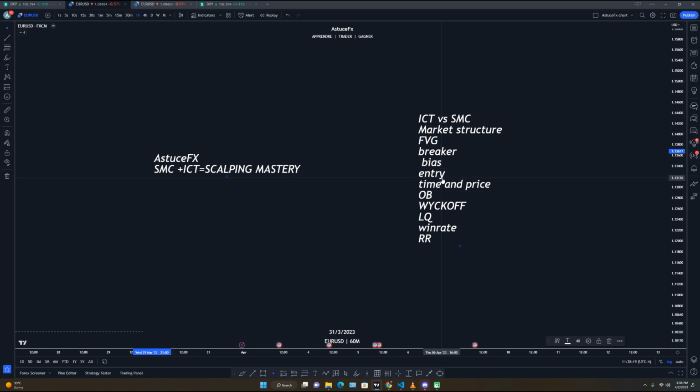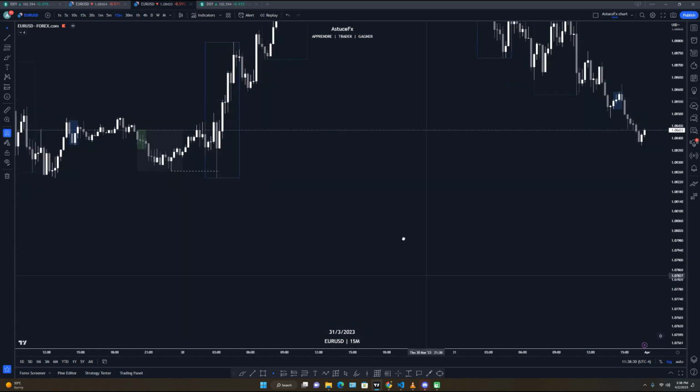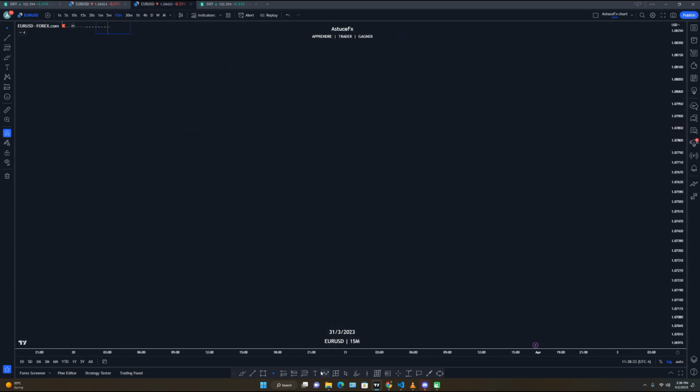Then if I come back, this time and price, OB I've already talked about. Both of them they use, but SMC is a mass and ICT is not really a mass. And Wyckoff is something that SMC traders are using. ICT doesn't really use that. I don't even trade Wyckoff. I used to trade Wyckoff before, but it's kind of useless to me.